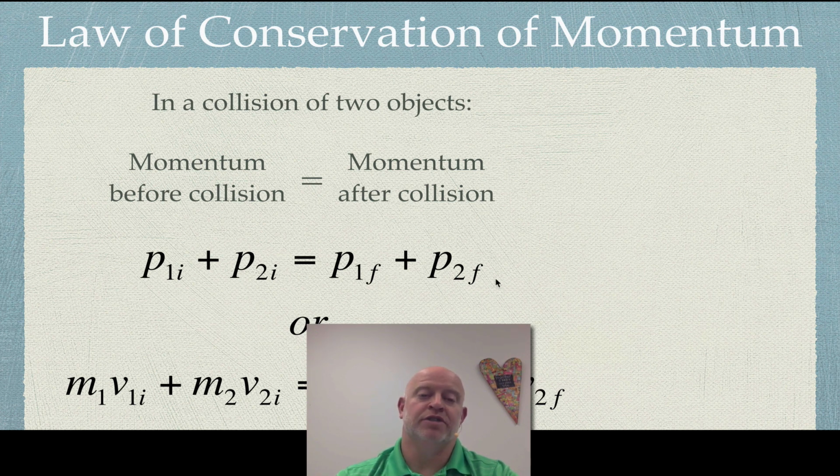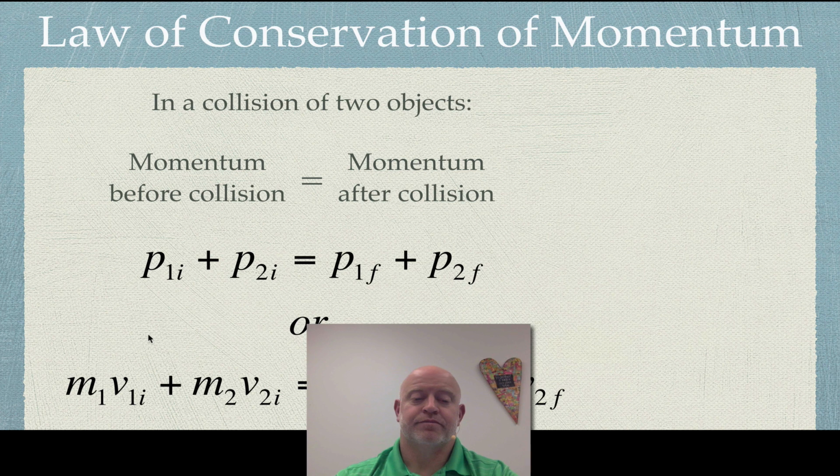Also, watch out for zeros here. It's very possible that some of these objects will not be moving either at the start of a scenario or at the end of a scenario. So if something's not moving, it has no momentum. Take this equation and break it down into something a little more useful for us. We now have our masses and our velocities separated out.